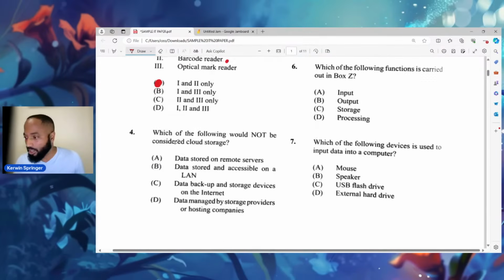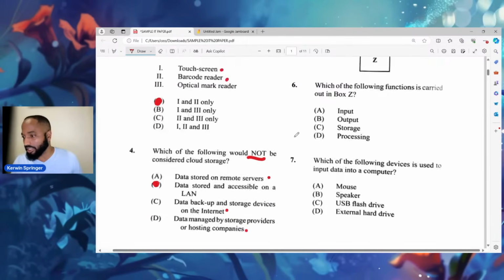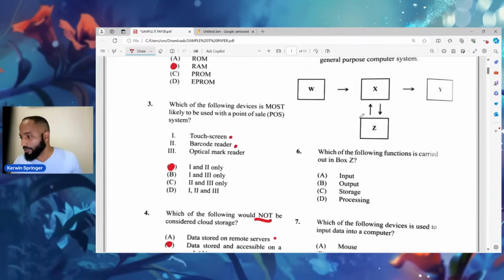Answer is A. Which of the following would not be considered cloud storage? That's a big thing these days. Remote servers, that is cloud storage. Data stored and accessible on LAN, local area network, local networks. Data backup storage devices on the internet, storage providers or hosting companies. That sounds good. So not, since they say not, best answer is B. Number 5 is where.